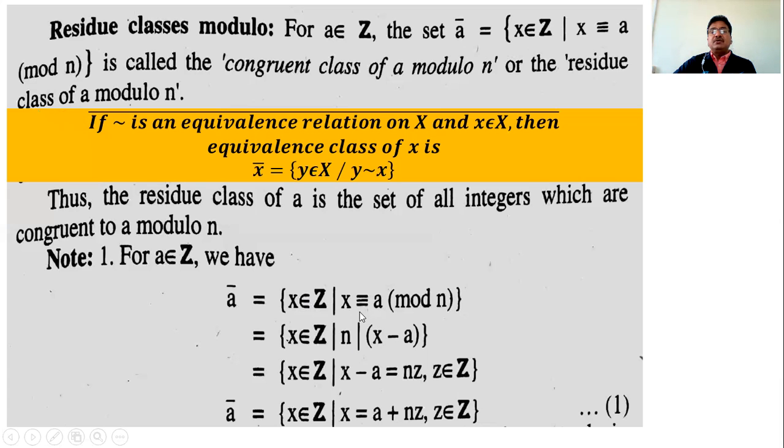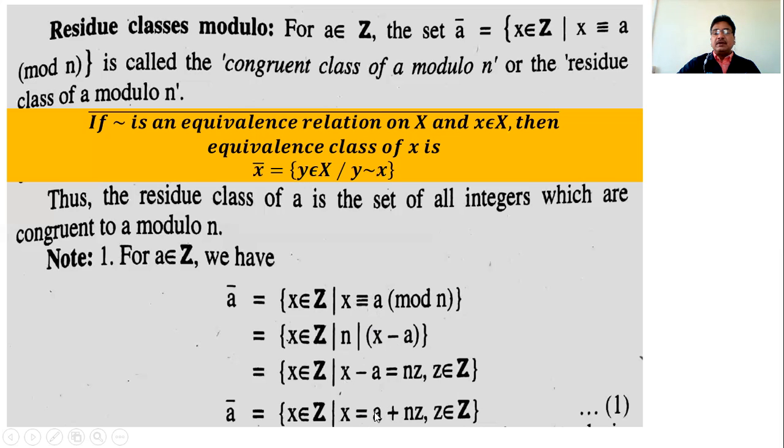So X is congruent to A modulo N implies what? N divides X minus A. This is the definition of congruence relation. When A is congruent to B modulo N, N divides A minus B. So X is congruent to A modulo N implies N divides X minus A, and N divides X minus A means X minus A is expressed in the form N into some integer Z, where Z belongs to Z, by using the definition of divisibility.